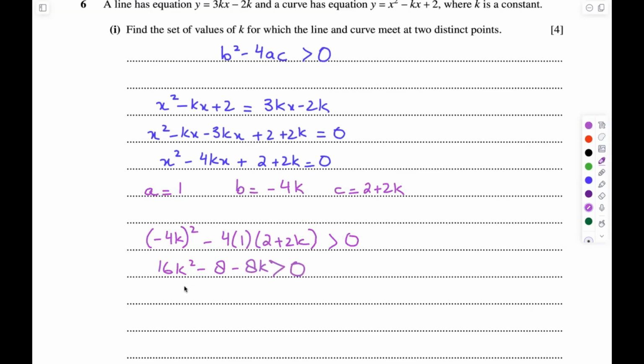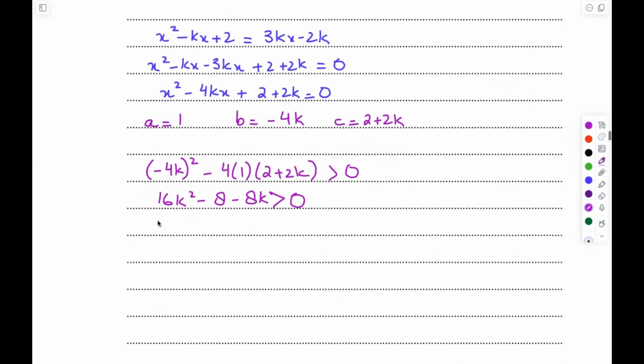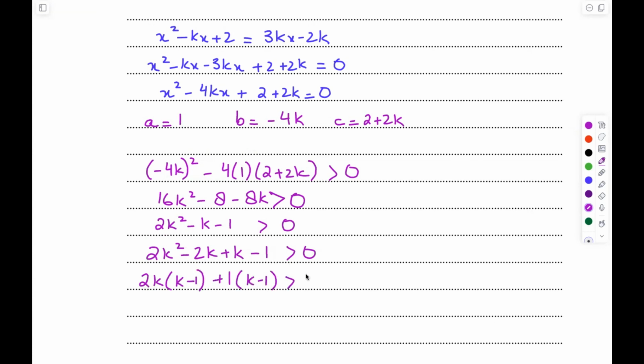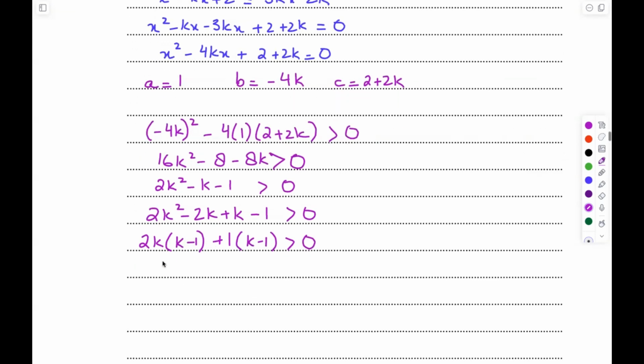We can divide this equation by 8 and rearrange it to write it as 2k squared minus k minus 1 greater than 0. Factorizing this, we'll get 2k squared minus 2k plus k minus 1 greater than 0. Now taking 2k common over here, we'll get k minus 1, and taking 1 common over here, we'll get k minus 1 greater than 0. Simplifying this, this will become (2k plus 1)(k minus 1) greater than 0.